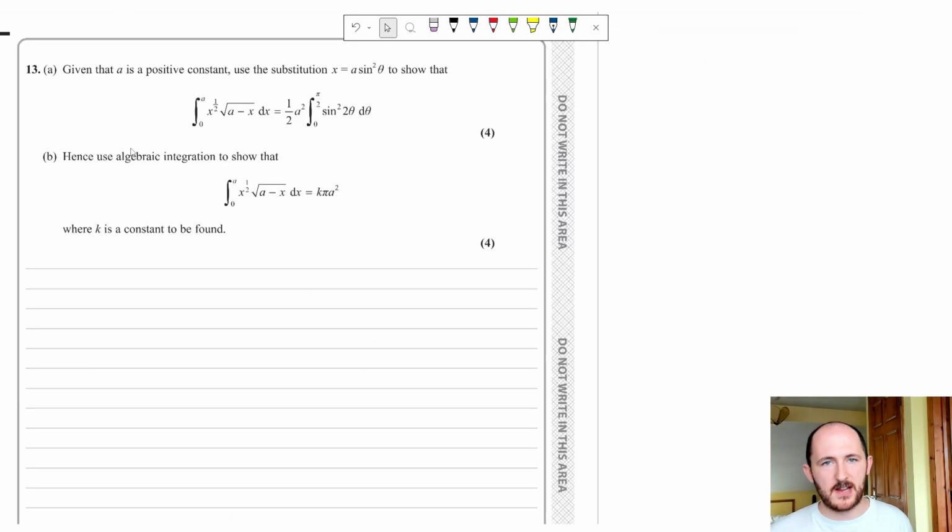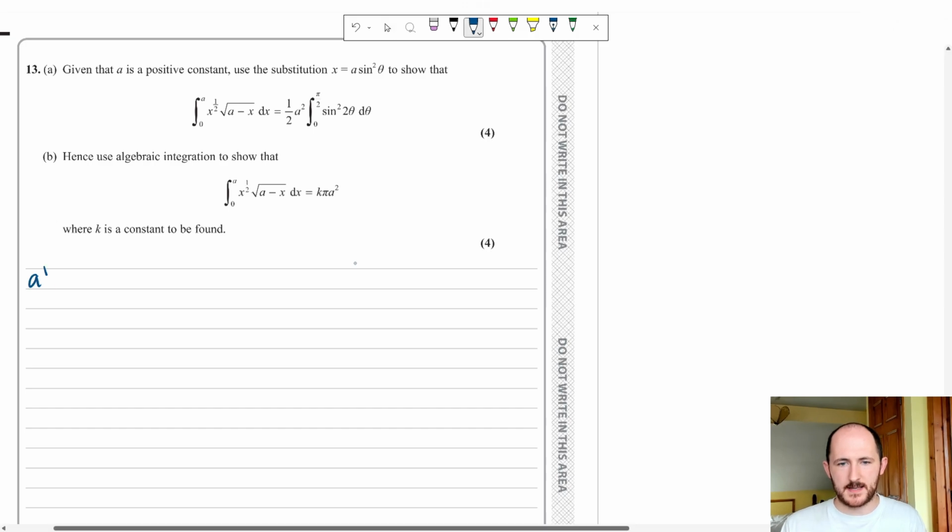Okay, of course we have to have a slightly trickier integration question because we haven't really had a tricky one just yet, although paper 2 has a lot more of that kind of stuff. We've been given that a is a positive constant. Cool, use the substitution x equals a sine squared theta to show that this equation can be written as a much nicer integral over here. And then we have to use the integration to show that equals k pi. Cool. That should be nice and fine.